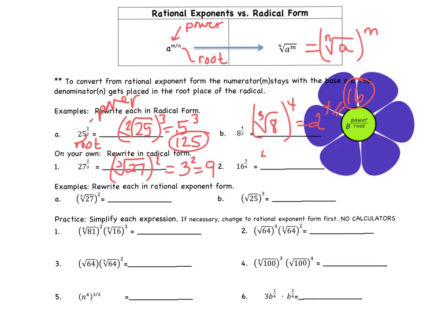16 then should have been the 4th root of 16 to the 5th power. The 4th root of 16 is equal to 2. 2 to the 5th power is one of those that you should remember pretty quick too. That's 32.